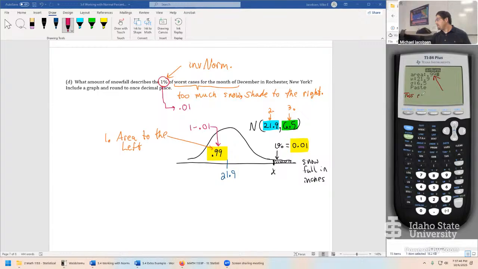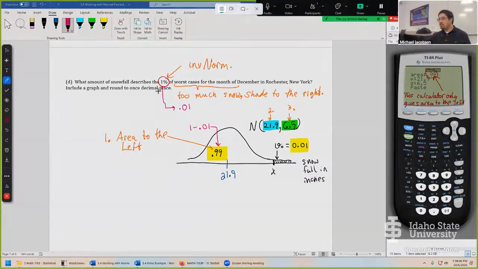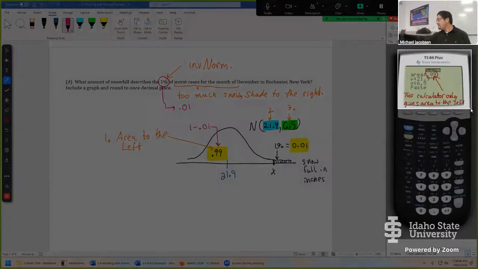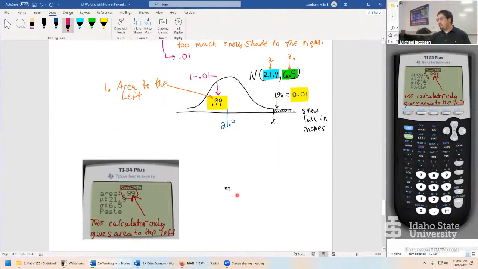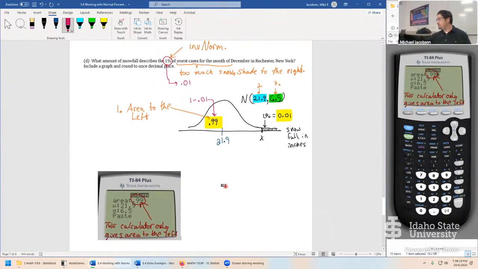This calculator only gives area to the left. So that's why we put in 0.99, even though the question was 1%. It said 1% worst cases, so that's really area to the right. But then we have to do this rigmarole in our calculator to get the left area. So here it is on the paper trail for the notes, just as a quick reminder on that issue.